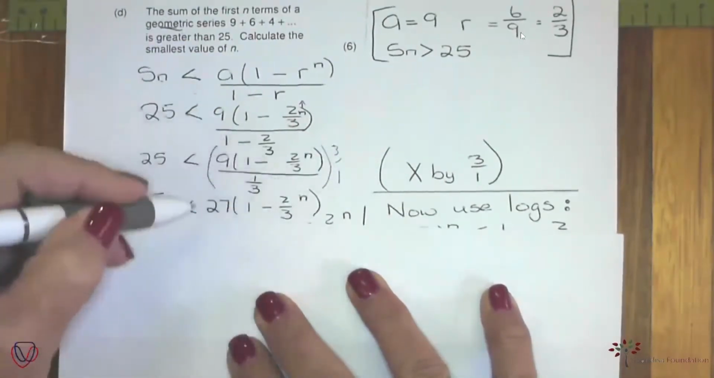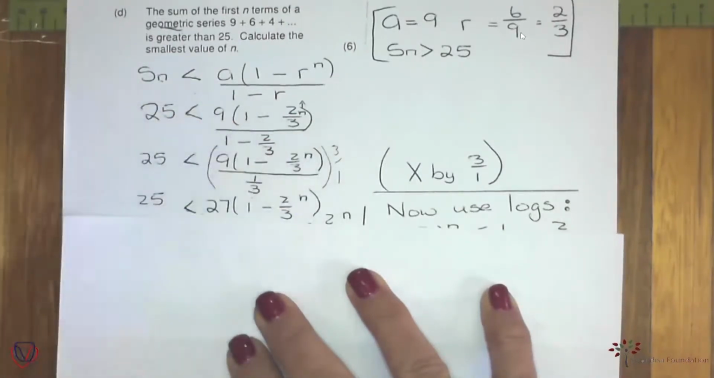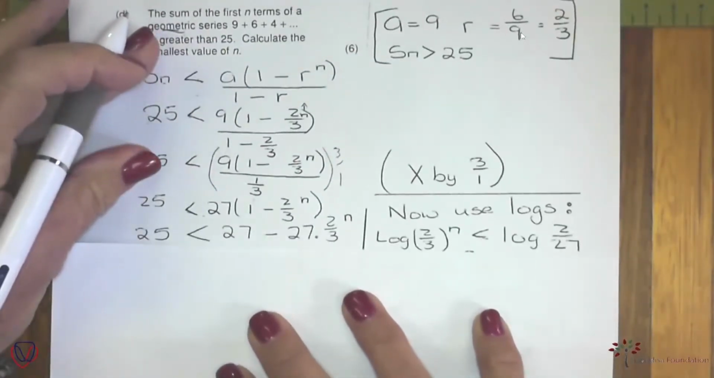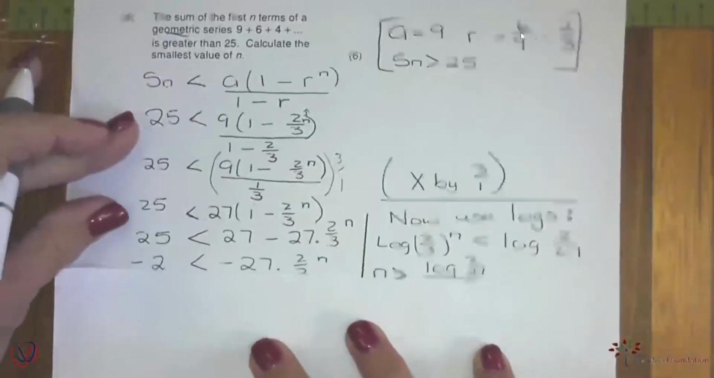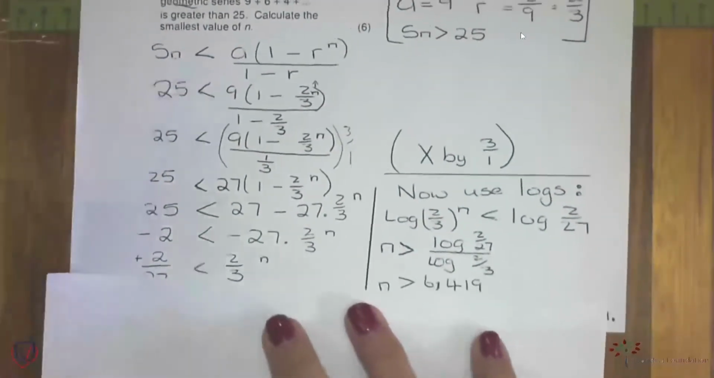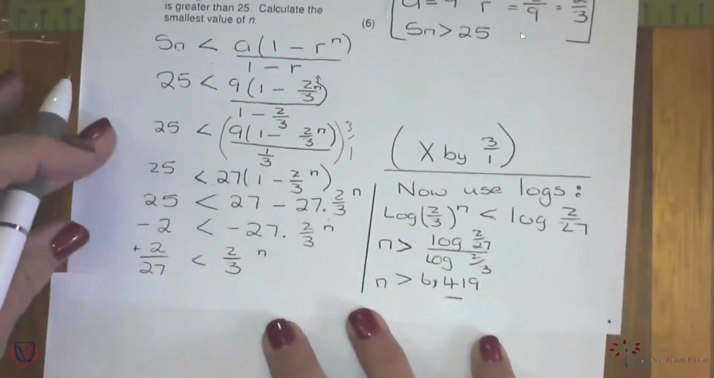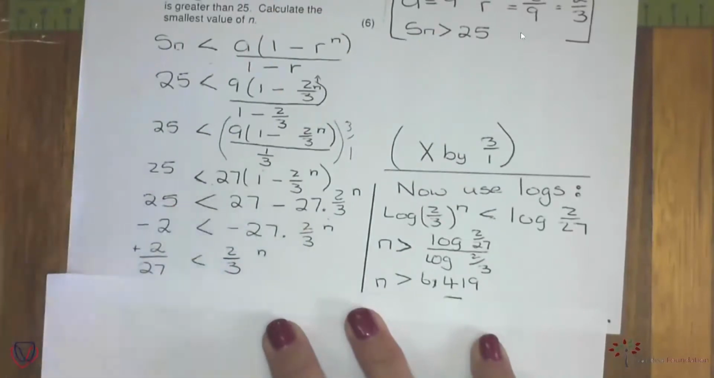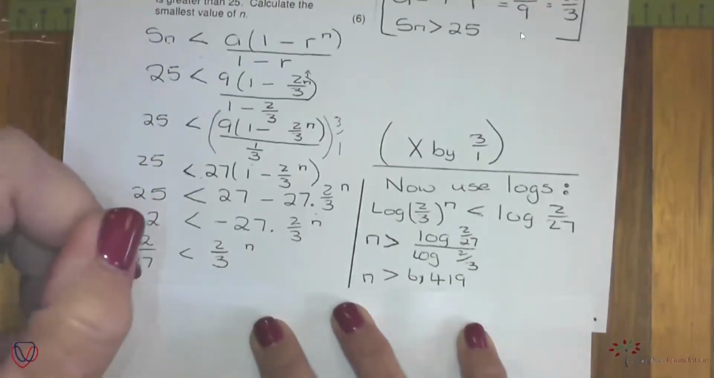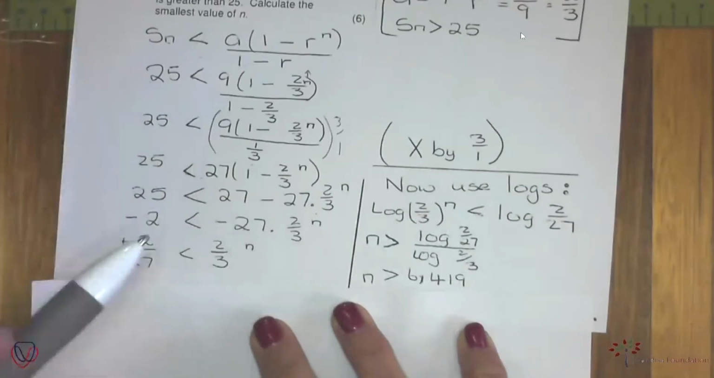And that will give me 27, 1 minus 2 over 3 to the power n. And there you still have your 25. Now, people, I'm sitting here with an equation where I have exponents. I simplified this, 27 minus 27 times that. Then I divide it by the 27 so that I can only have 1. Only 1. That's all you need if you want to take this to logs.